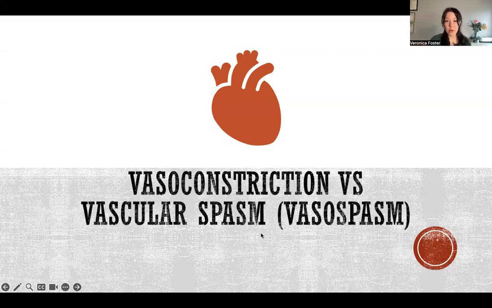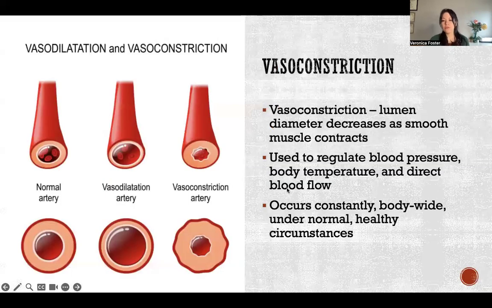Hello, in this video, I'm going to explain the difference between vasoconstriction and vascular spasm, which is also referred to as vasospasm. So, vasoconstriction is simply when the smooth muscle in the wall of a blood vessel contracts, which causes the lumen, or the space inside of the vessel, to decrease.